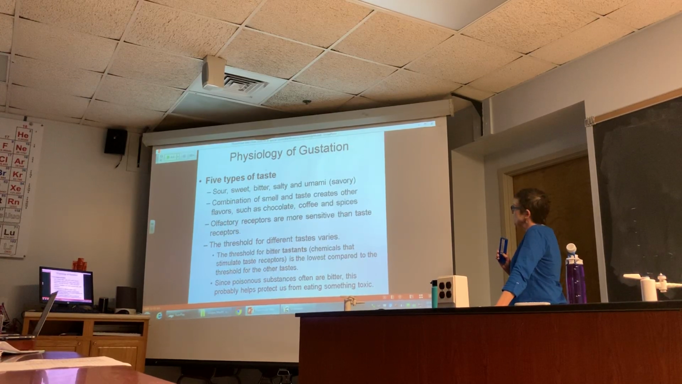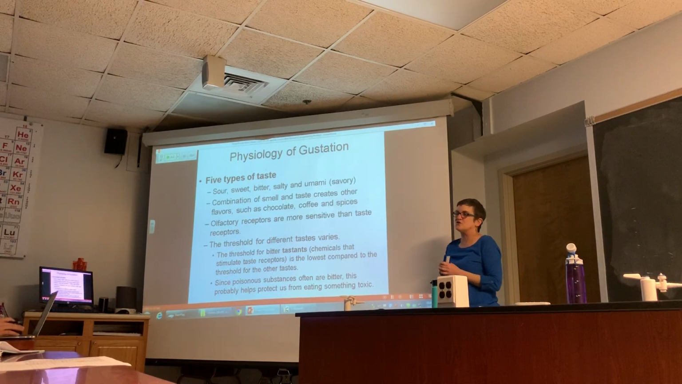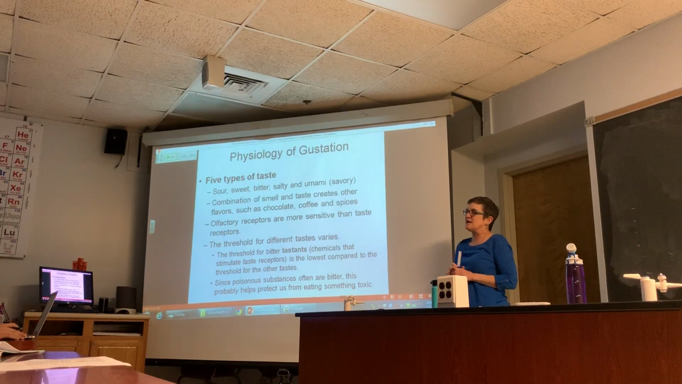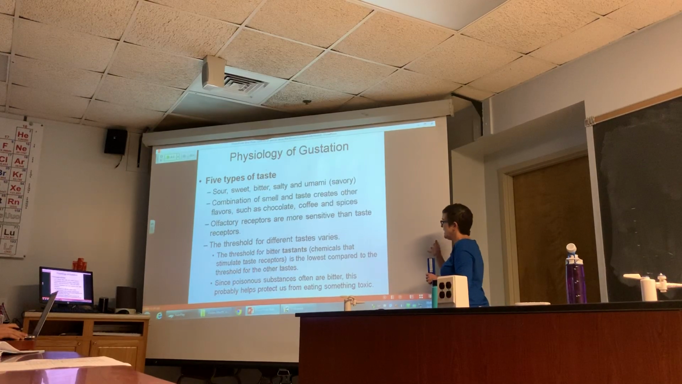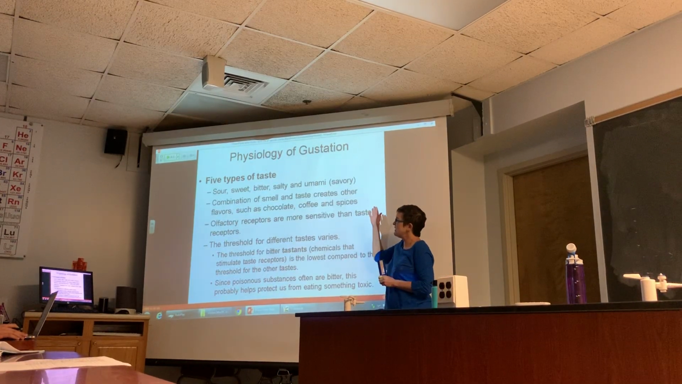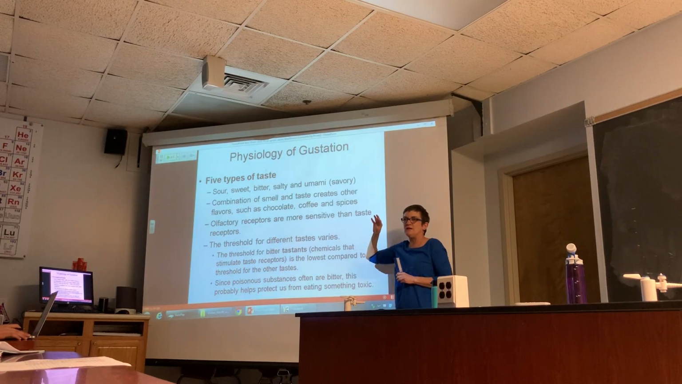Okay, we've just got a few more minutes, so we'll try to get through as much as we can. There are 5 types of taste, but there's been a lot of research on taste receptors, and they're discovering new receptors as they go along. But there's what are called sour, sweet, bitter, salty, and umami, which is savory, like when you eat a steak or something with a lot of protein. Savory is basically something with a lot of protein in it.